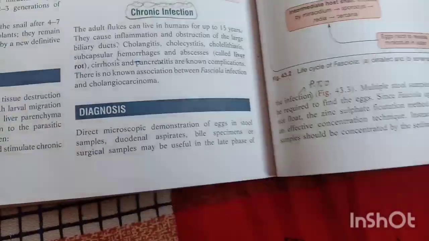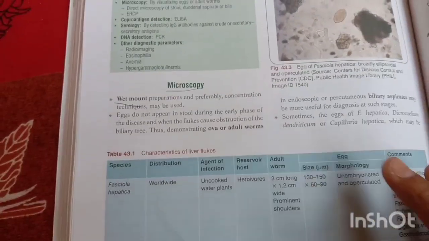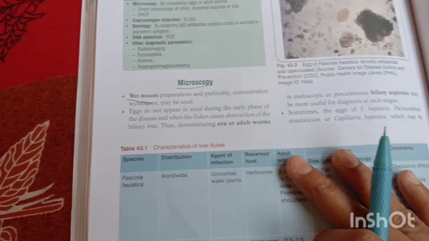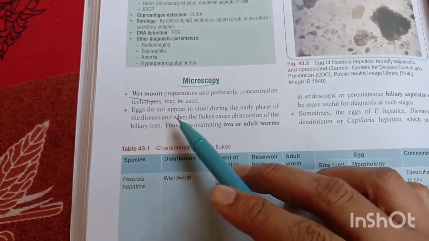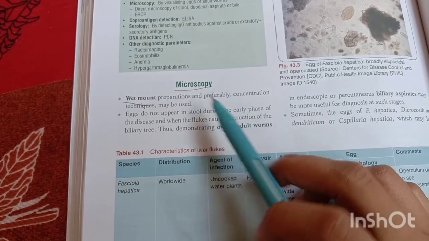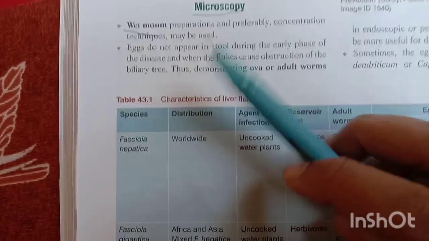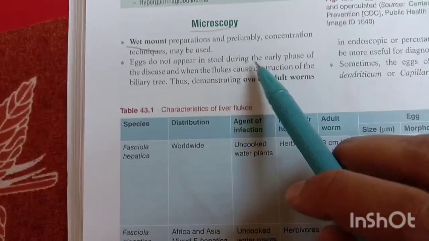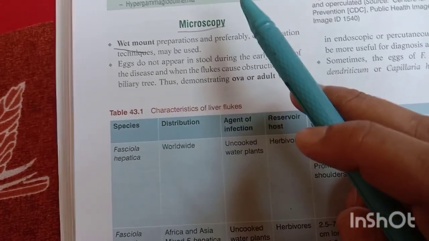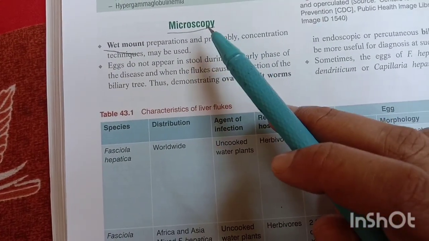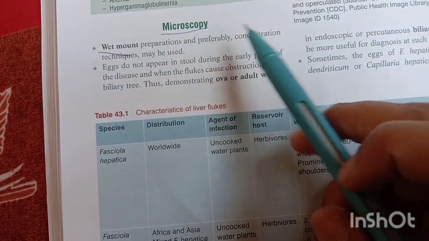Next we have how we can diagnose it. We can diagnose it with various techniques like microscopy, histopathology, serology, and other methods. So first we have the microscopy. Wet mount preparations and concentration techniques can be used to diagnose by the microscopy technique. By visualizing the eggs or adult worms, we can use direct microscopy of stool, duodenal aspirate, or bile, and it is also used for ERCP.